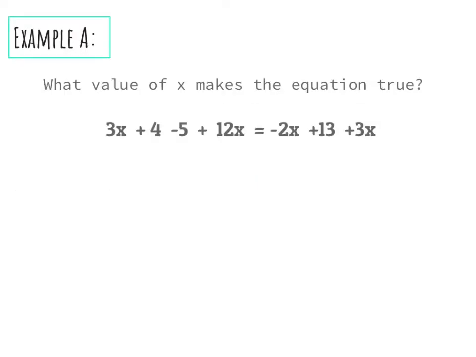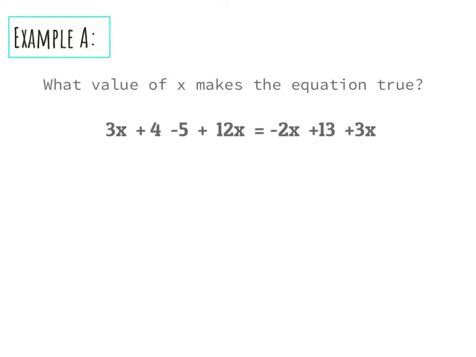So here we go. It says, what value of x makes the equation true? So I've got 3x plus 4 minus 5 plus 12x on one side and negative 2x plus 13 plus 3x on the other side. So again, I've got lots of variables. I've got 4 variables. Granted, they're all the same variable, but there are still 4 of them. So before I begin using variables on both sides of the equation, I have to simplify on both sides of the equation separately before I begin. So let's go ahead and do that now.